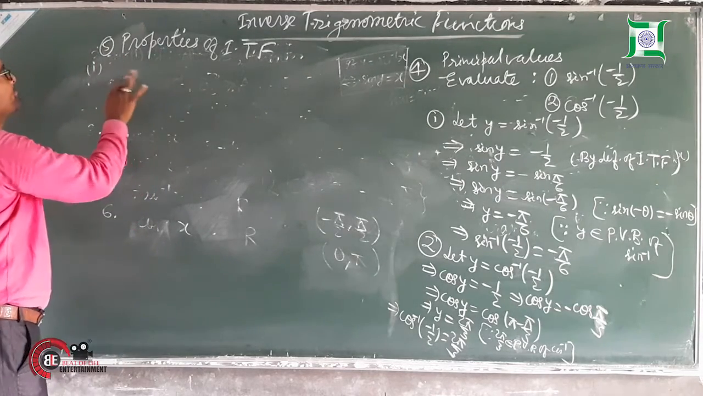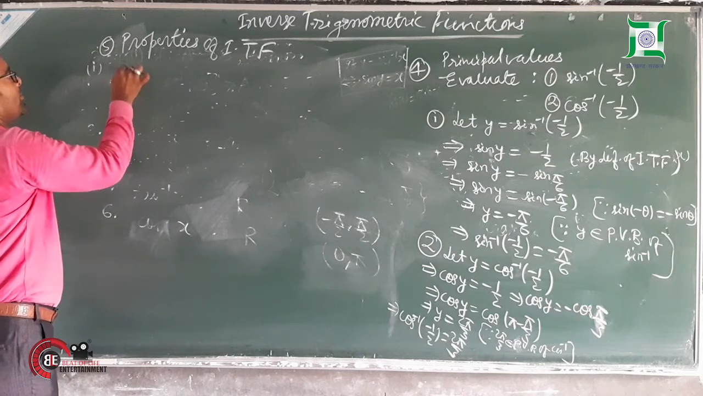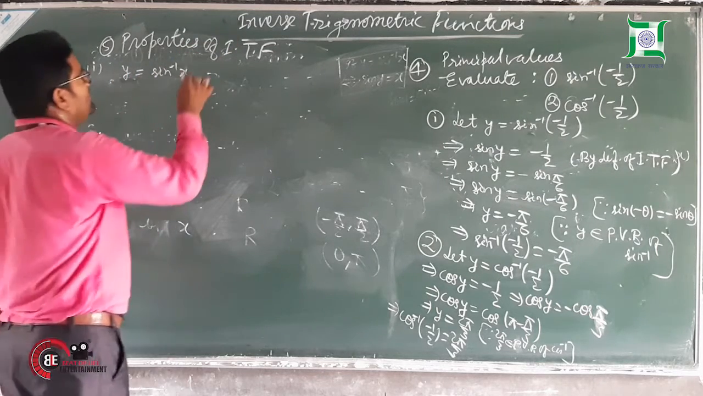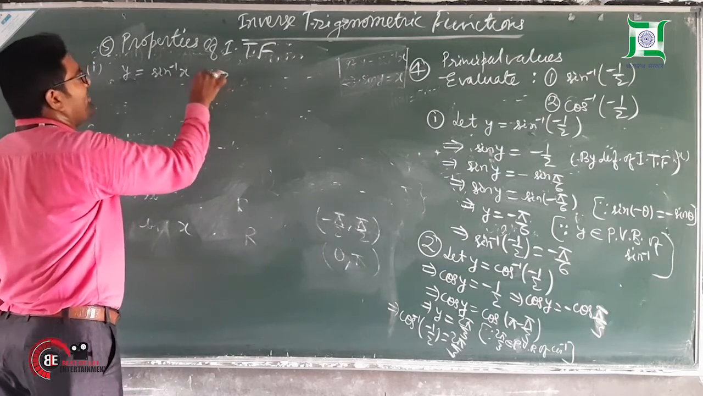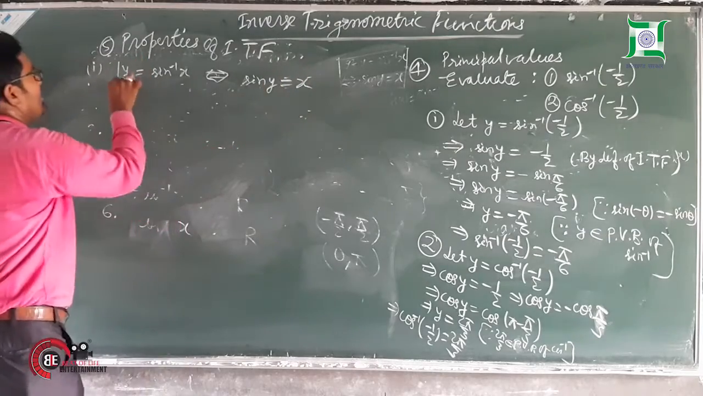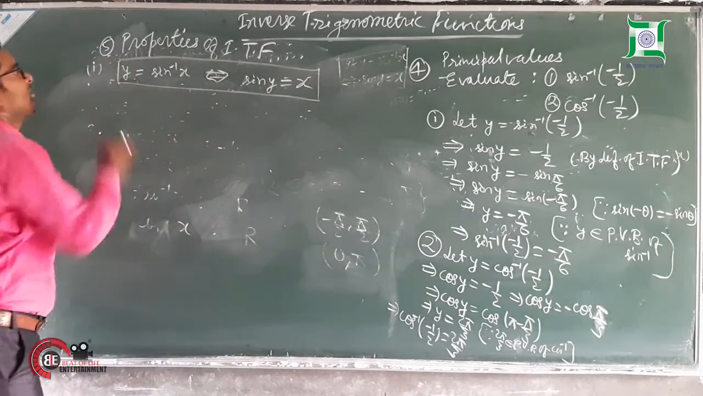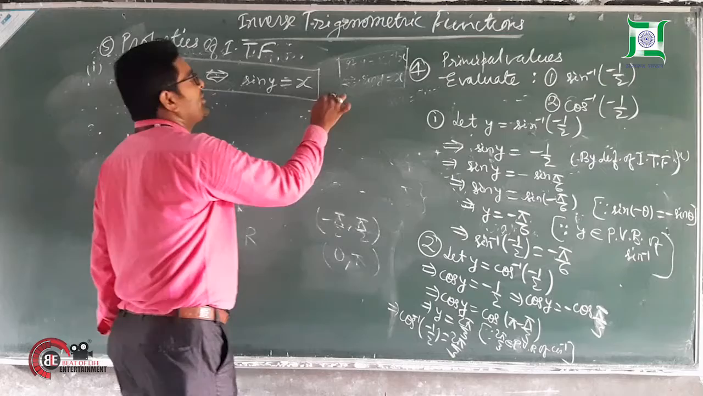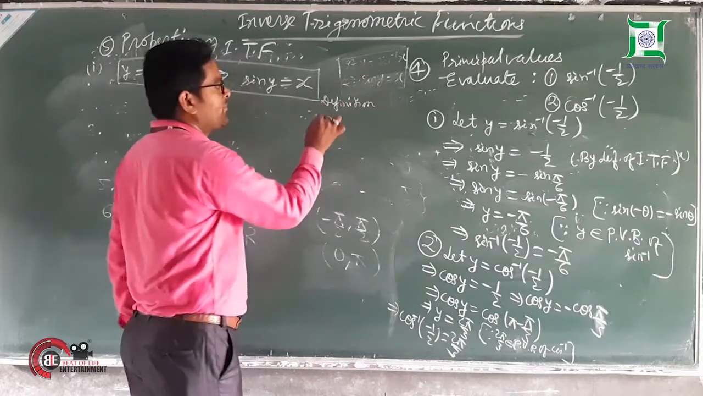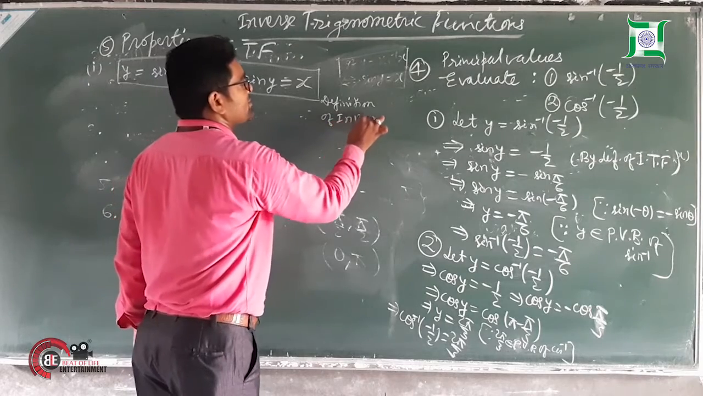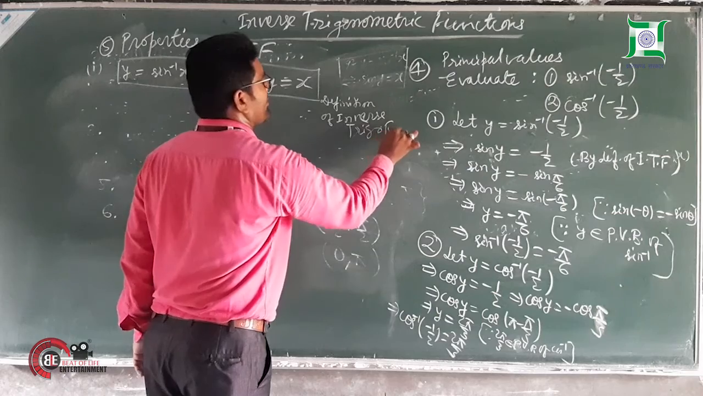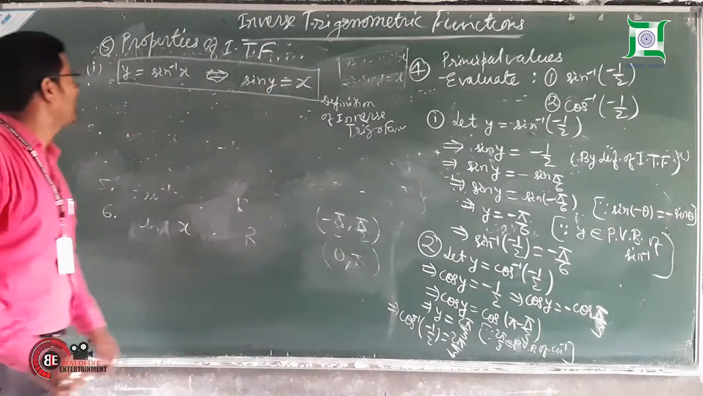See, if y is equal to sine inverse x, just now I have remembered that, then it implies and is implied by sine y is equal to x. Means it will work in both directions. This is the definition actually. This is the definition of inverse trigonometric function. So we can apply it anywhere. So let us see the next.